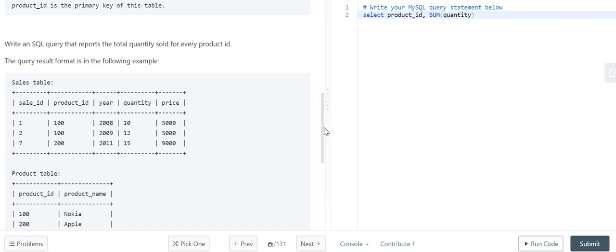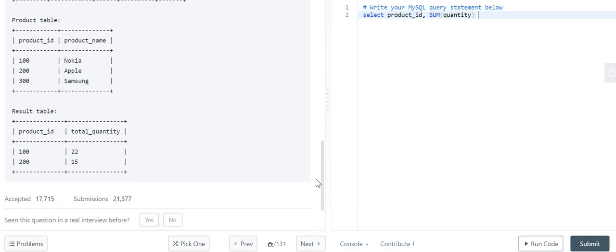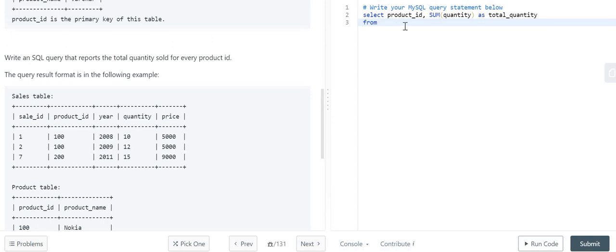So product underscore ID, and I'm going to sum this quantity, sum of quantity. And if you look at the result, product ID remains the same. Sum of quantity should be named as total quantity. So sum of quantity as total underscore quantity from which table? The sales table itself is okay. So from sales, and you can just do a group by of product ID, right? Selecting product ID and the sum of the quantity of this product ID from the sales table, and then you have to group by the product ID.